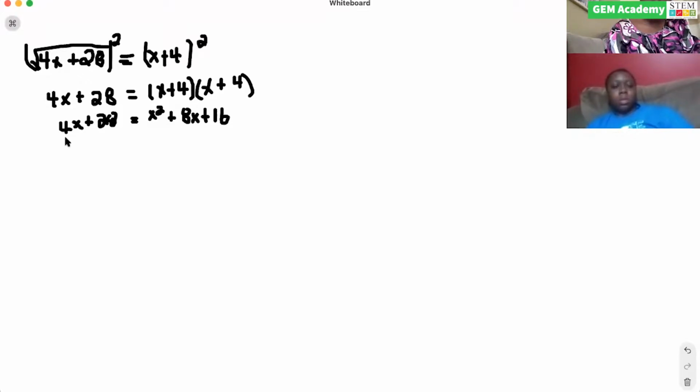All right, so we're going to subtract 4x here, because remember, we want one side to equal 0. So subtract 4x from both sides. You just leave x squared by itself, since you can't do anything with it. So this is x squared. Obviously, this goes to 0, which is what I wanted. And this is 8x minus 4x, which is just 4x, plus 16. Then you subtract the 28.